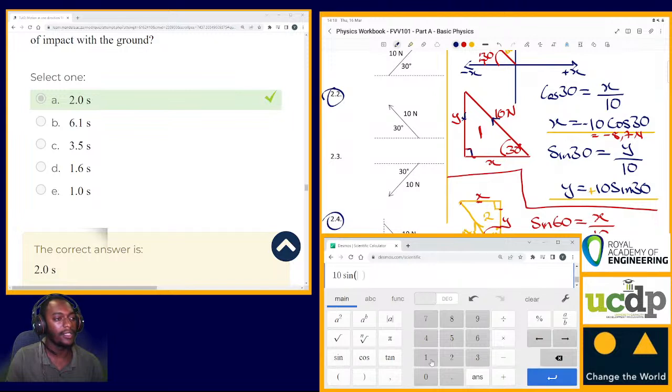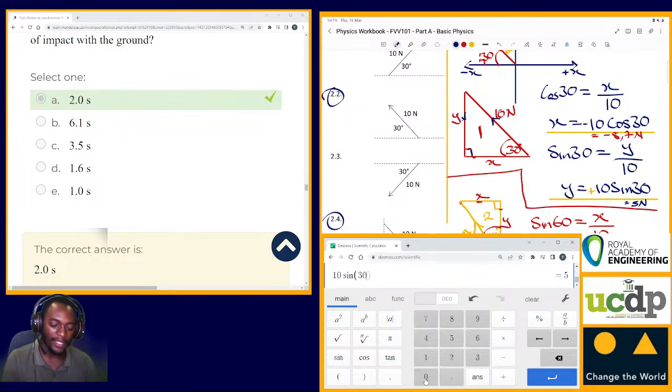10 sine 30. We get a 5. So this is 5 newtons. So you see, it depends on which triangle you have chosen. So don't memorize to always say if I am resolving in the x, it's always going to be cos. It might not necessarily be cos. It may be sine, depending on the angle that you will be using.